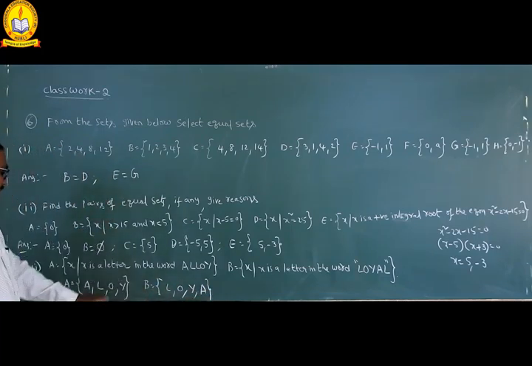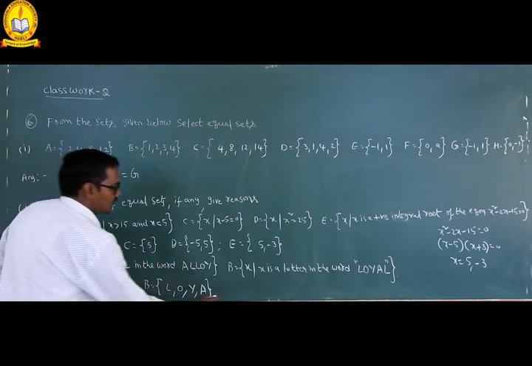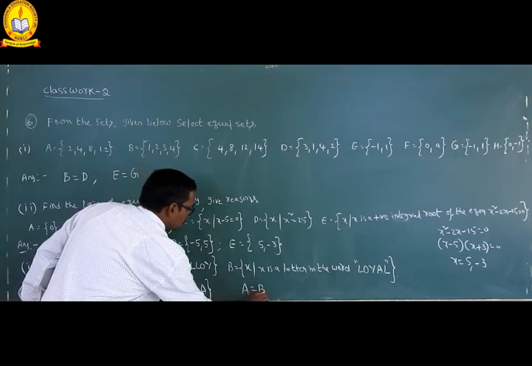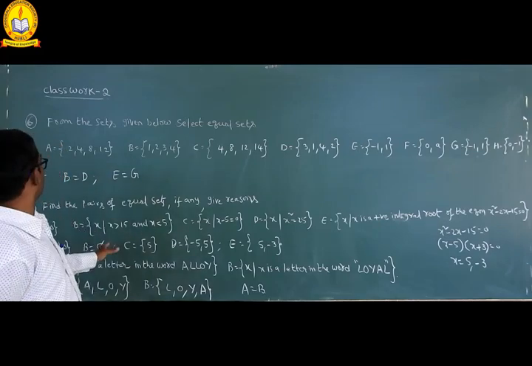L, O, Y, A. The number of distinct letters is the same and the letters are also the same. So those two sets are equal sets. So we can conclude that A is equal to B. Set A is equal to set B. This is the sixth main problem.